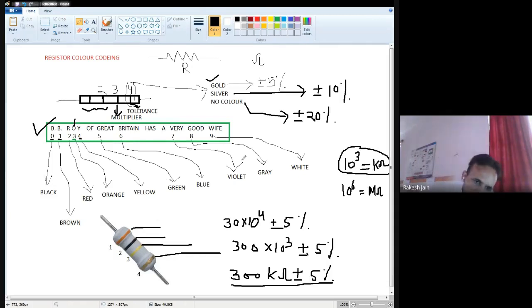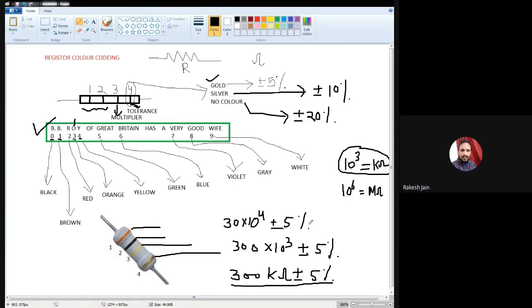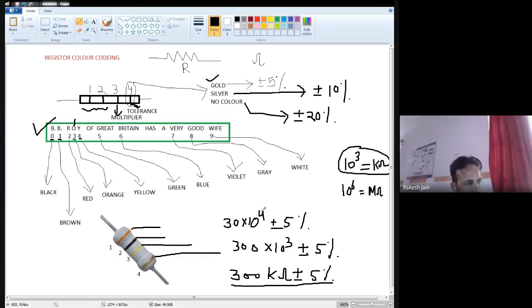So the answer of this question is it is 300 kilo ohm. When we check from the multimeter, it may look like some up down. So how will it look? 30 into 10 to power 4 plus minus 5%. So 5% means 5 upon 100. So 30 into, it is 300, 3000. It will be 3000 value.